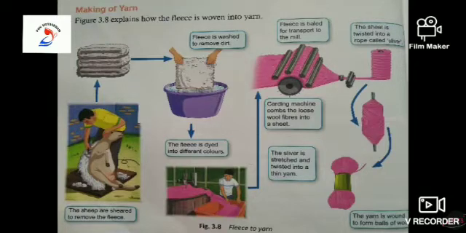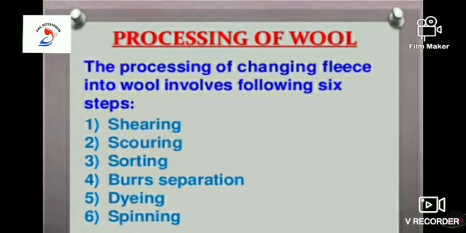Carding machine combs the loose wool fibers into a sheet. The silver is stretched and twisted into the thin yarn. The sheet is twisted into a rope.